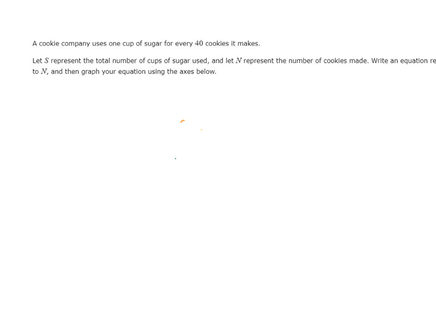All right, so we're trying to write an equation for a couple of word problem situations, and then we're going to try to graph it on the graph that's given. So this first one I found says a cookie company uses 1 cup of sugar for every 40 cookies it makes. So 1 cup for every 40 cookies.